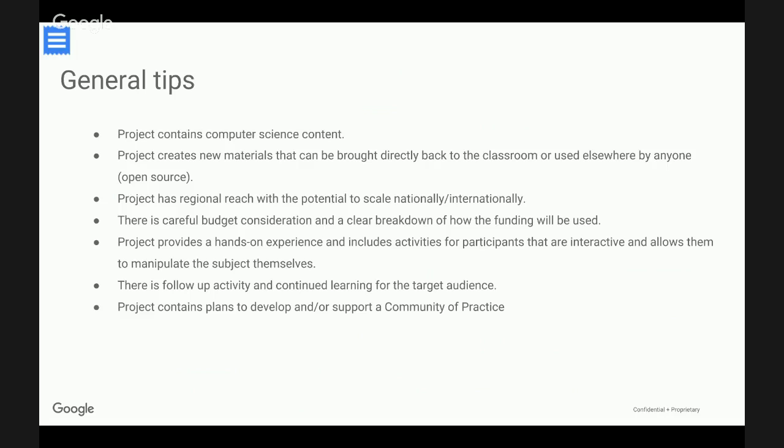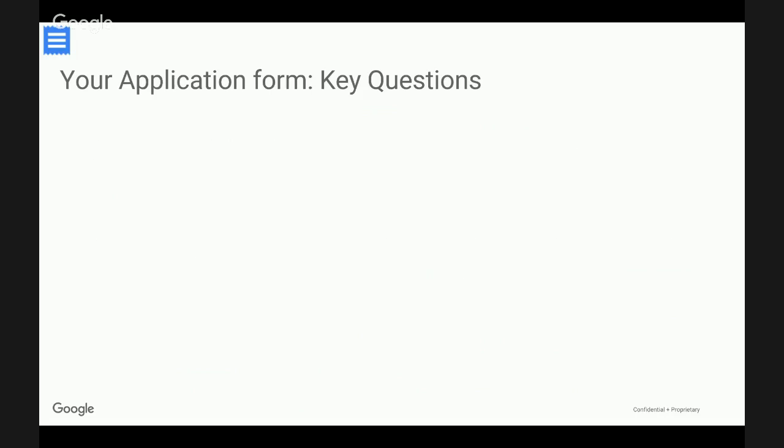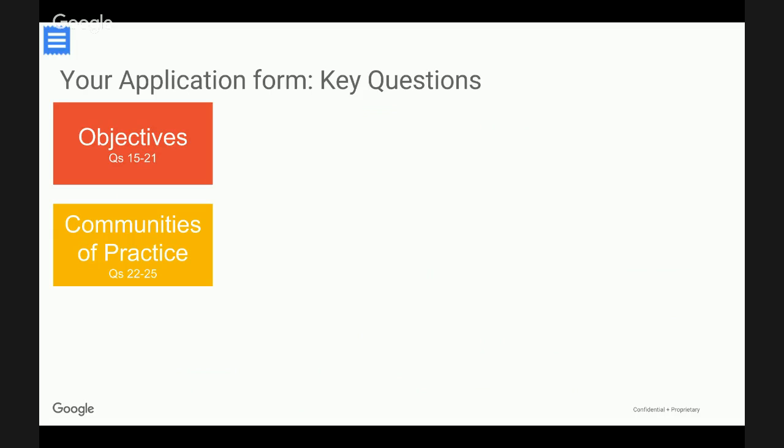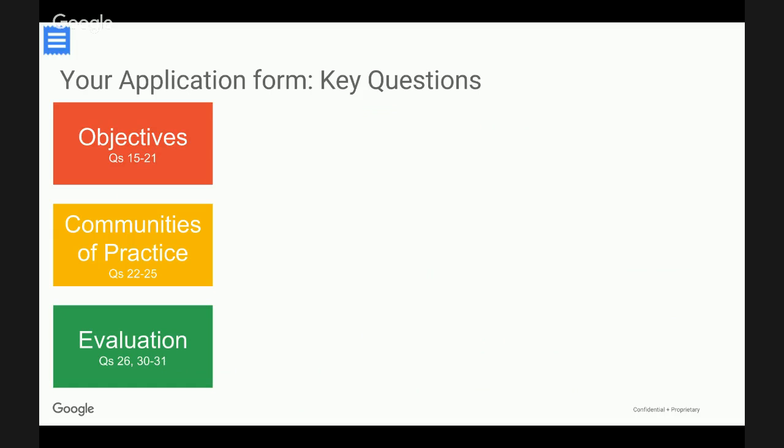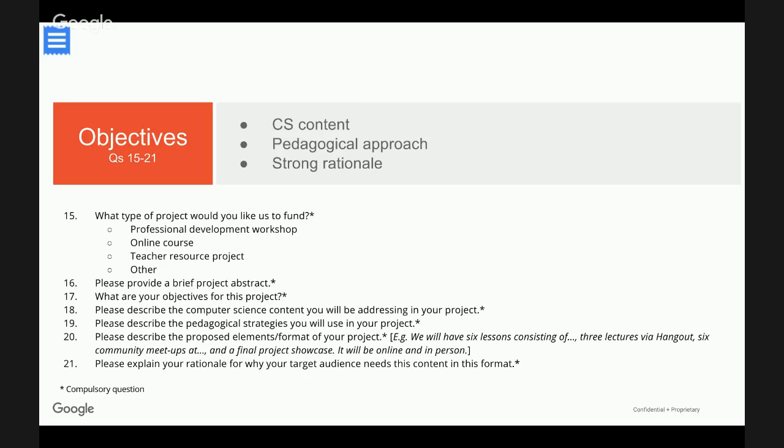And I will go into some of these in a bit more detail now, because I'm going to call out some key questions in the application form that we'd like you to pay particular attention to as you're filling out your form. First of all, the objectives of the project, then the communities of practice aspect, and finally the evaluation of your project. So firstly, looking at the objectives.